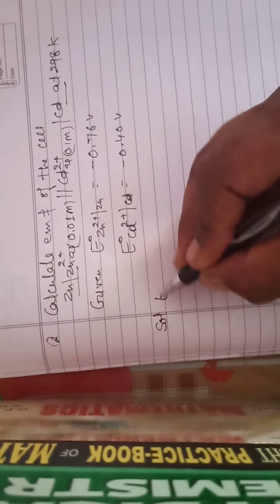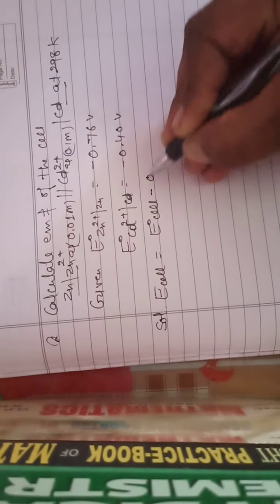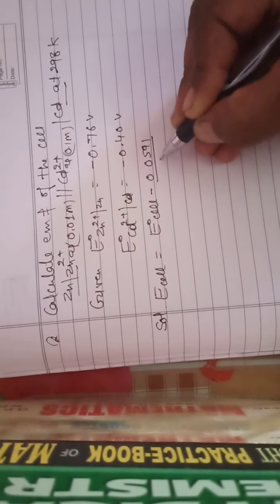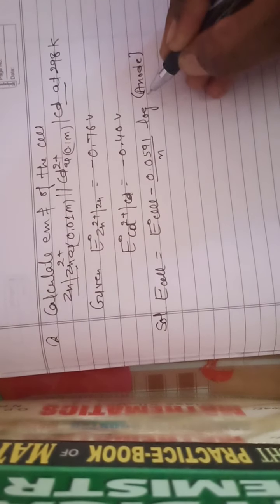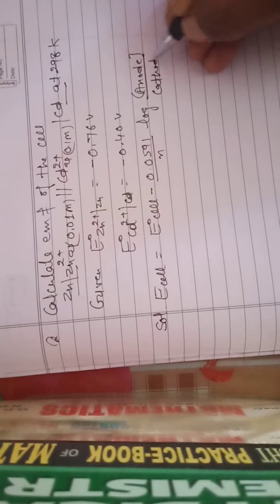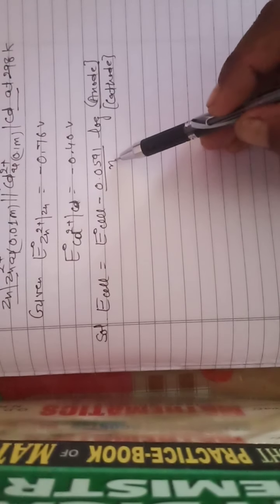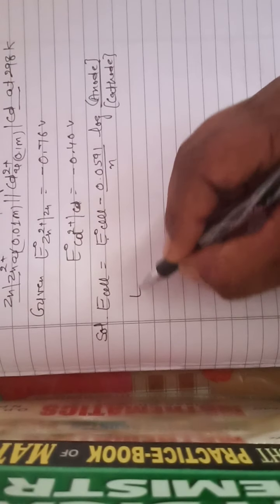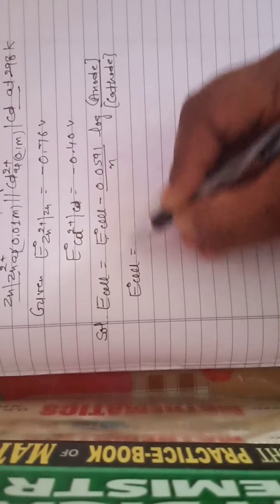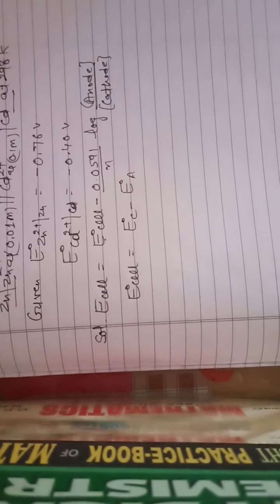So we know that E cell is equal to E naught cell minus 0.0591 upon n log concentration of anode divided by concentration of cathode. So we need the value of n and E naught cell. Concentrations are given. We know that E naught cell is equal to E naught cathode minus E naught anode.